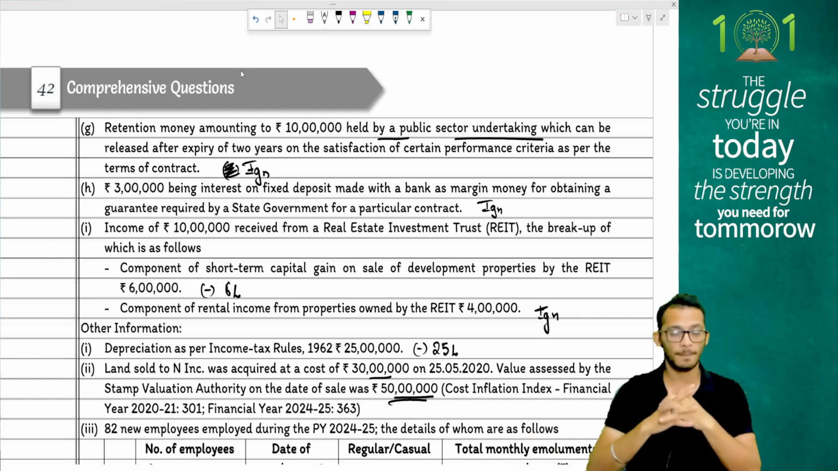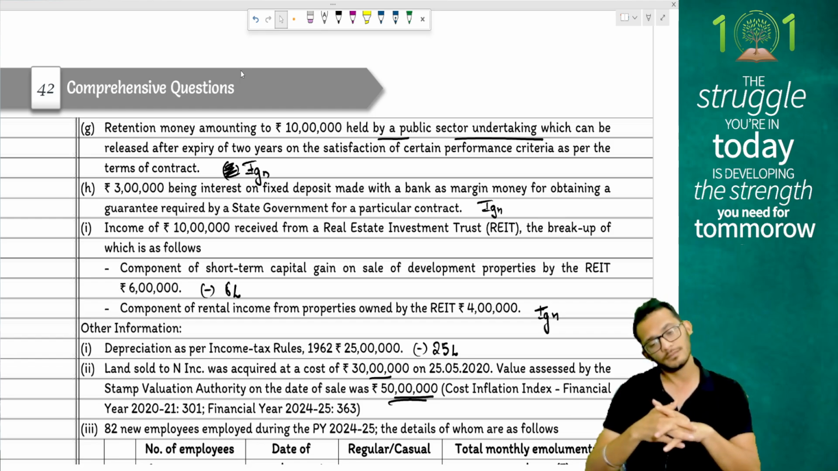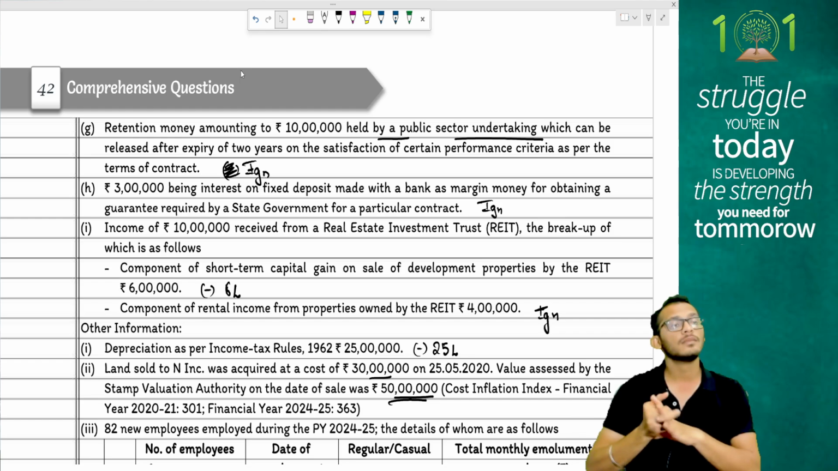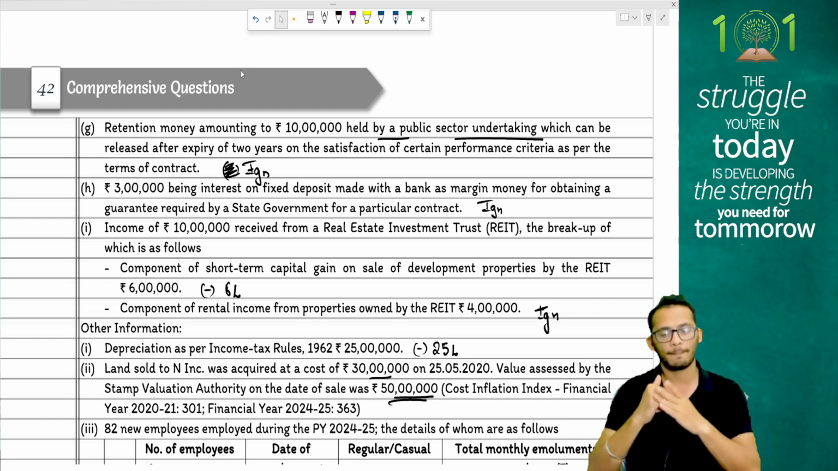What will you say? FD held as margin money is better, because the whole intention is to call it margin money, right? That is the critical part. So I want that word to be important. FD held as margin money. This is less about plus and minus, people. This is about taxability. So you have to use different English.